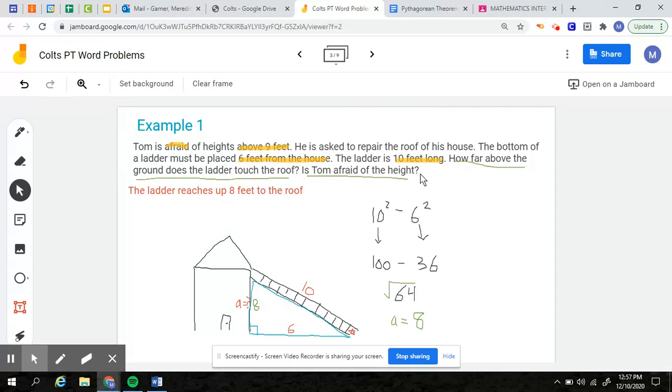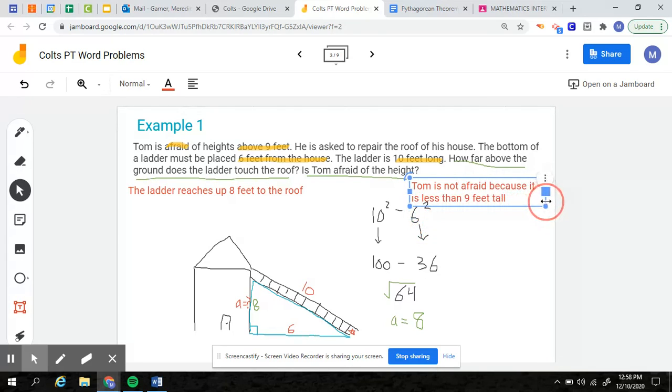The second one is, is Tom afraid of the height? Okay, so it's 8 feet high. Is Tom going to be able to make the repairs himself? If you go back to the problem, read that very first line. It says Tom is afraid of heights above 9 feet. So he's fine. He can do this himself. He's not afraid of this. So I would say Tom is not afraid because it is less than 9 feet tall.